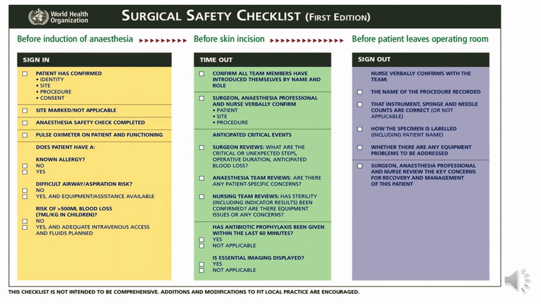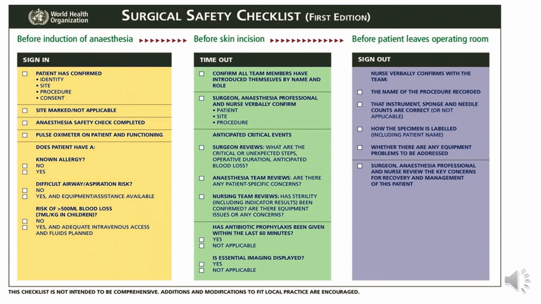Pulse oximetry on the patient and its functions has to be done. Again, we have to ask the patient, do you have any kind of allergy? It has to be known before the induction of anesthesia, yes or no. Is there a difficult airway or aspiration risk? Yes or no. Is there a risk of more than 500 ml blood loss? Yes or no. If yes, then adequate intravenous access and fluids, whatever has been planned, have to be arranged beforehand. So these were the parameters of sign in.